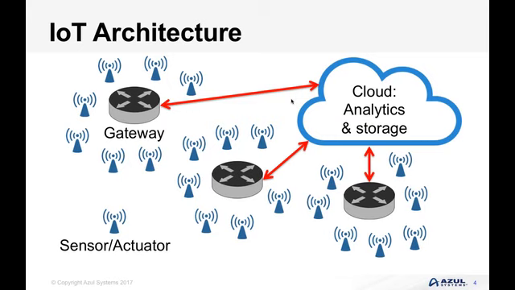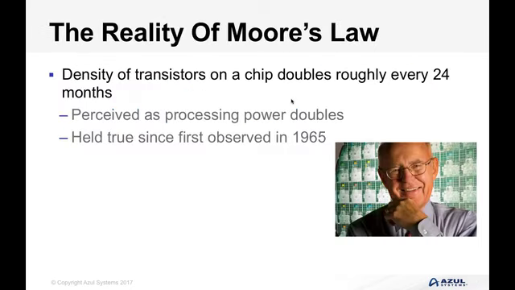So this is the kind of thing we're dealing with. We're dealing with three distinct areas of our architecture: sensors, gateways, and the cloud. Now, if we look at how we can develop these types of things, one of the things we need to look at is the reality of Moore's law.